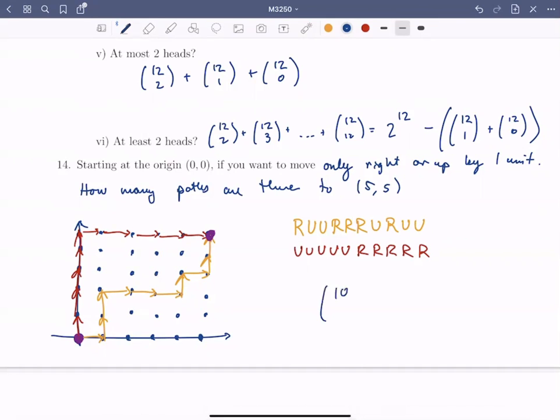Well, 10 choose 5, because another way to think about this is you have 10 spots here. You're choosing 5 of them to be, say, the ups that you're going to do, the up positions. That means that the other 5 will by default be the right positions, so they'll be the R's. And you have 10 choose 5 ways to distribute those 5 R's and 5 U's. So 10 choose 5 is the number of lattice paths from the origin to the point 5,5.